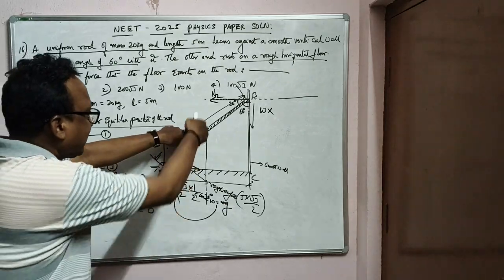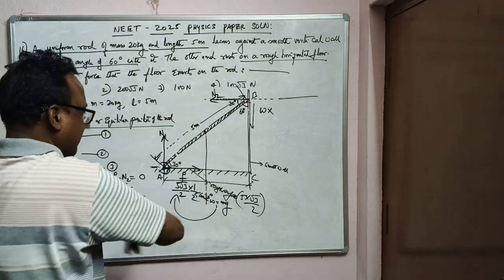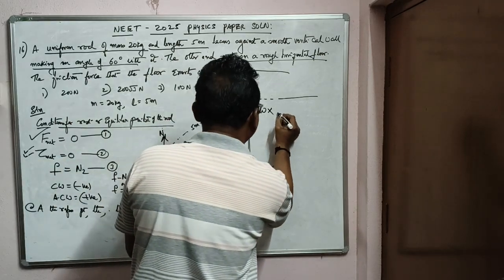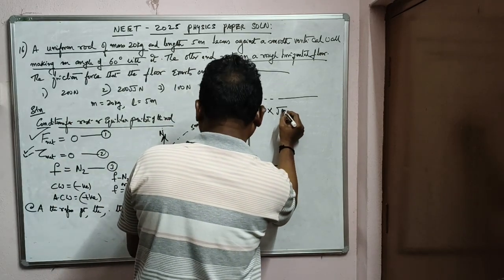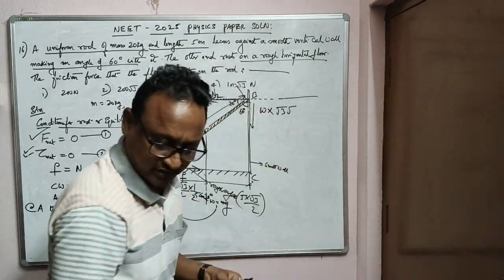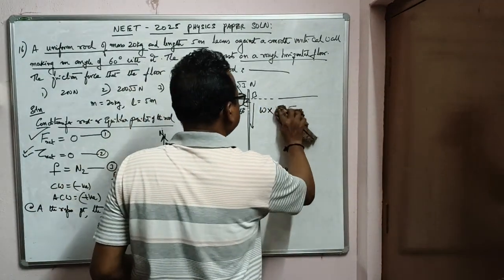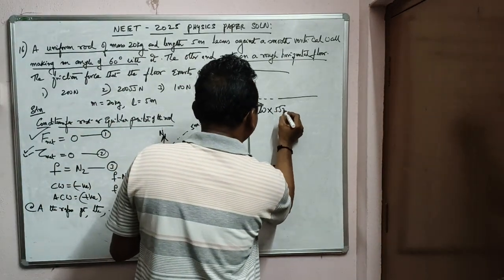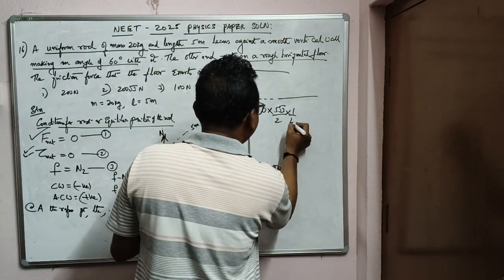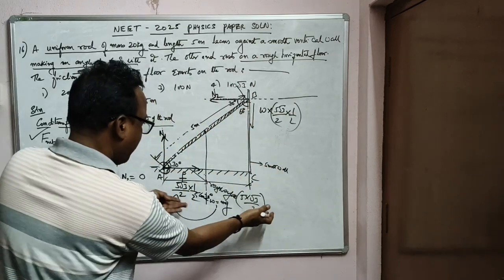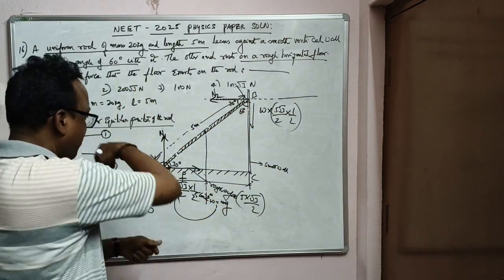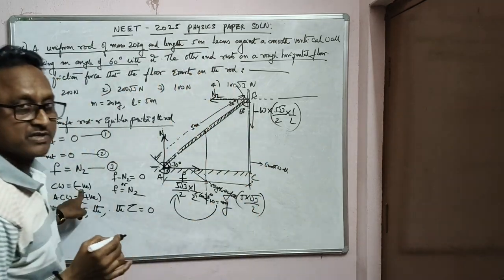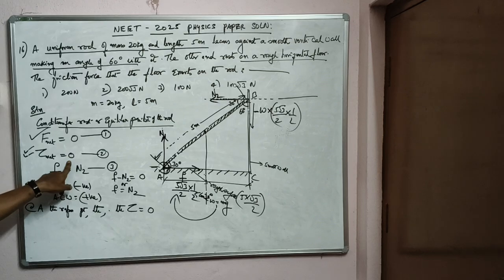Now where is the force acting? Clockwise, like this. So force into perpendicular distance: W into 5 root 3 by 2 by 2, because it is half of this value. And what is this moment? Clockwise. Clockwise is taken as negative here, because the net torque should be equal to 0.